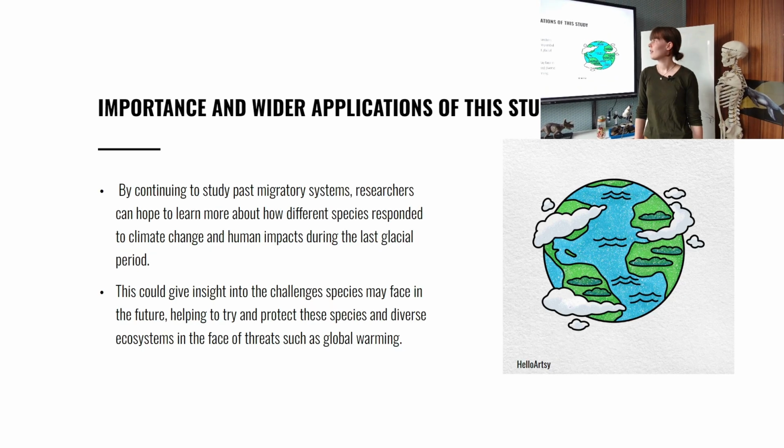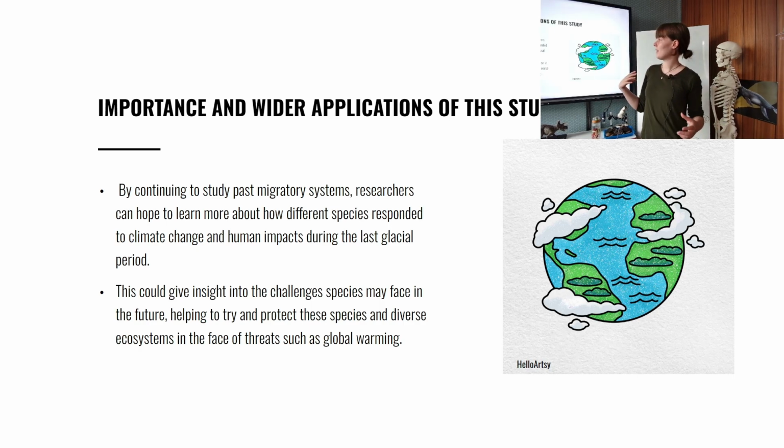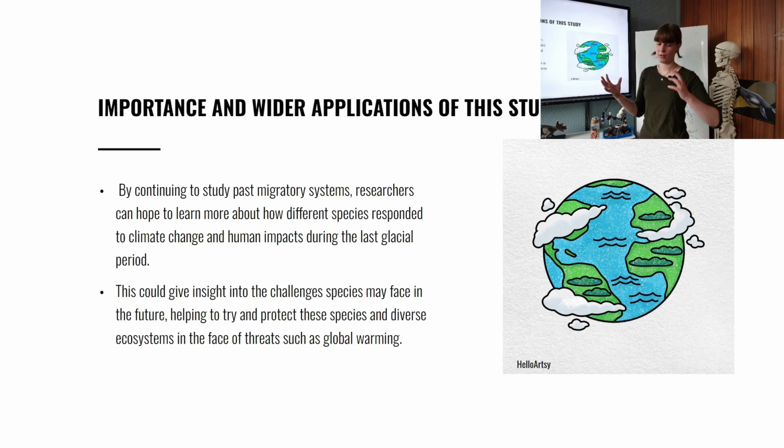So there are some interesting things we can take from this. Of course, we are always trying to help the species that are on Earth today, and learning about how different species respond to different climatic events, different ecosystems, can help us to try and help them in the future.